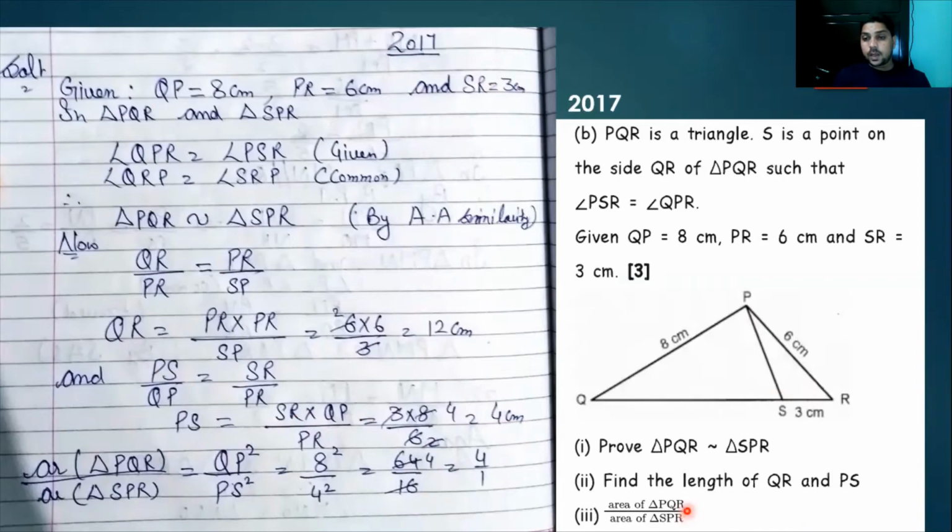Third part, the area of triangle PQR and the area of triangle SPR here. So the larger triangle and this smaller triangle, we have to find the ratio of areas. And what is the formula? The formula is that the ratio of the areas of two triangles is equal to the square of their corresponding sides. So we have QP whole square over PS whole square. QP is 12 centimeter and the corresponding side PS is 4, squared. So solving it, we have 4:1 as the required answer.